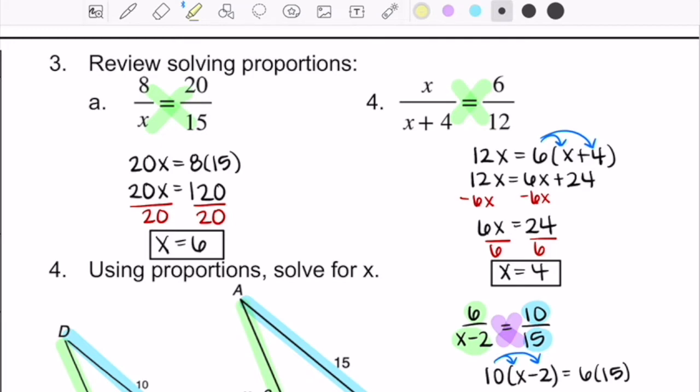On the next one, be careful, you have to do the distributive property. So 12 times x gives me 12x. And then 6 times x plus 4, I would distribute that. That turns into 6x plus 24. Minus the 6x from both sides, and then finish by dividing both sides by 6. So for that one, you would get x equals 4.